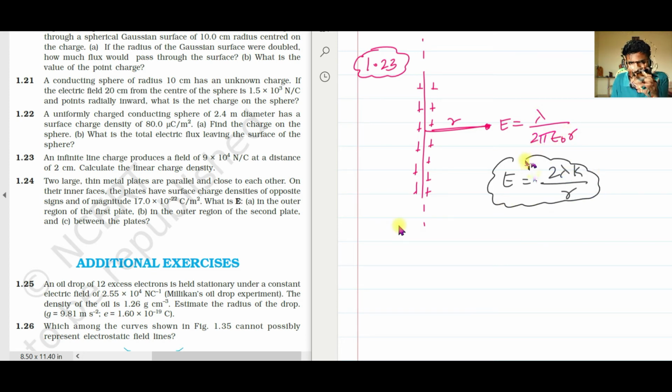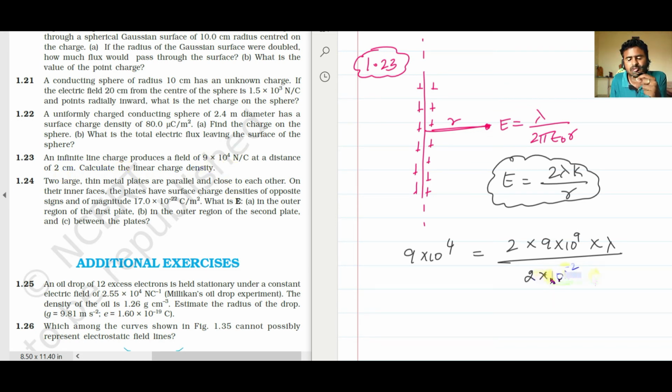Okay, so now what are the given things? The electrical field is given, so 9 into 10 to the power of 4 is equal to 2 into lambda, which we don't know, keep as it is, but k is 9 into 10 to the power of 9, into lambda, divided by the distance at which the electric field is 9 into 10 to the power of 4 Newton per coulomb, which is 2 centimeter. Converting centimeter into meter, it is 2 into 10 to the power of minus 2 meters.